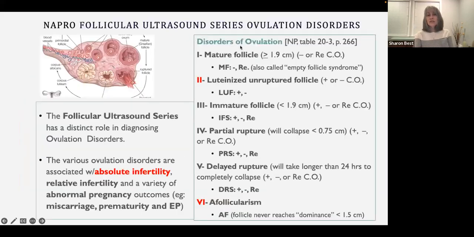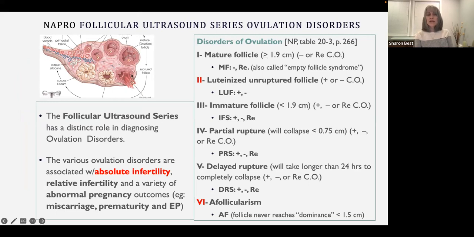So there's 6 ovulation disorders. So this is a busy slide. I've highlighted number 2 and number 6. And I've highlighted them because they are absolute infertility when we find these. So a luteinized unruptured follicle. So here's a picture of that ovary, and we have a few follicles forming. The dominant follicle is here.